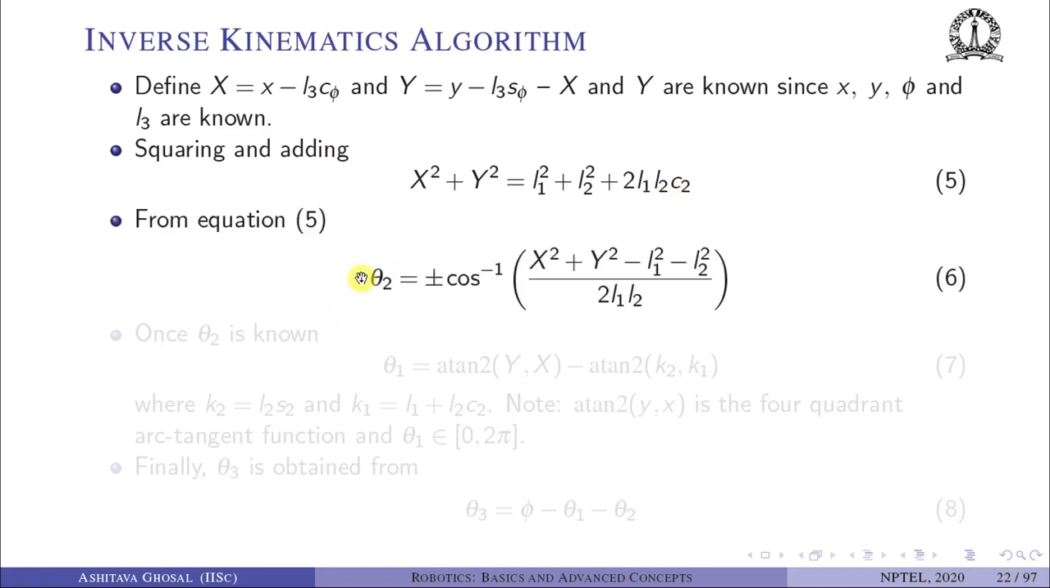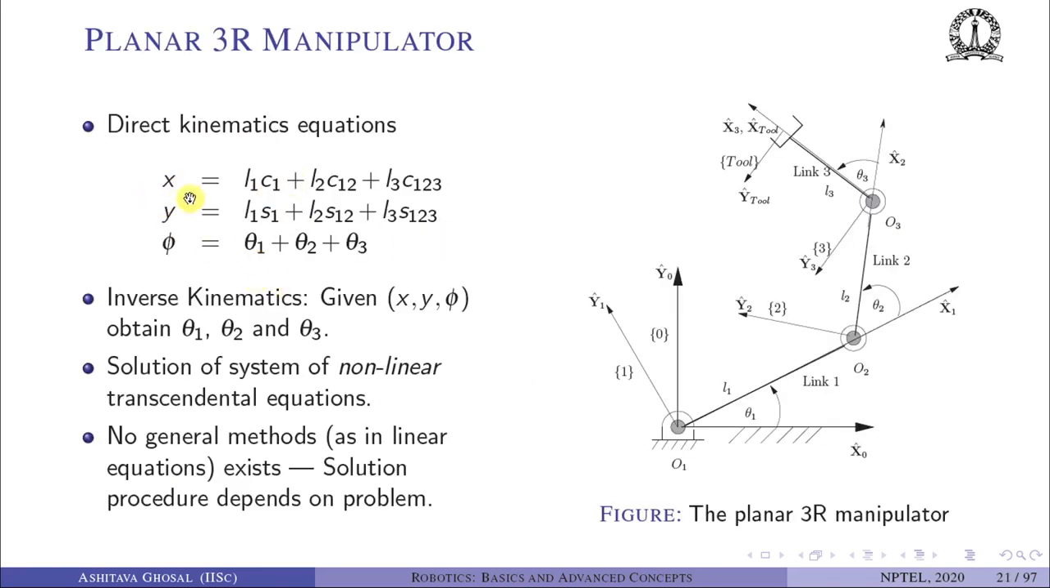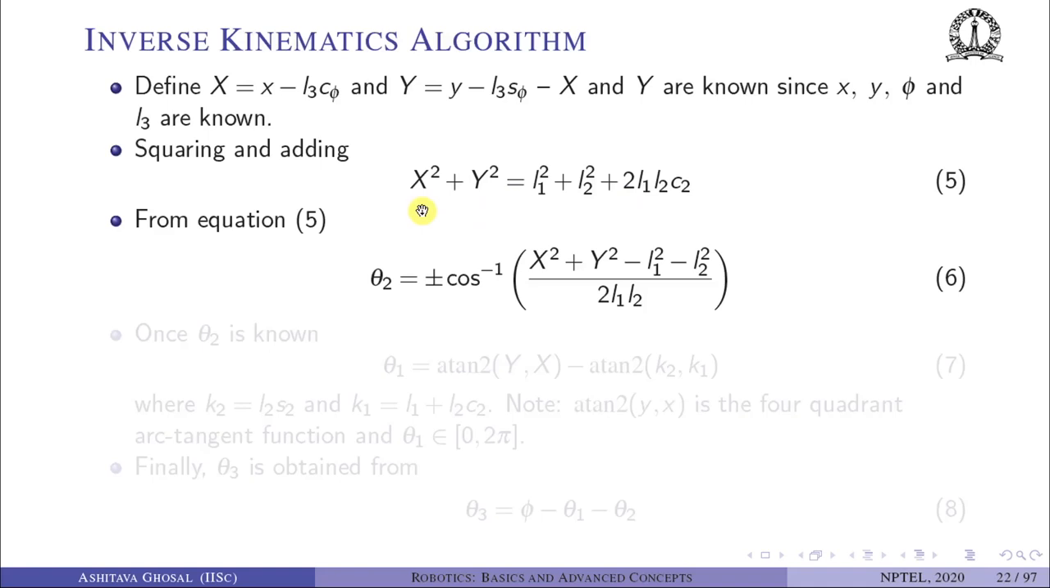Hence, from equation 5, we can show that theta 2 is cos inverse of (x squared plus y squared minus L1 squared minus L2 squared) divided by 2 L1 L2. So what have we done? We have started from these three equations. We have defined capital X as x minus L3 cosine phi, so this has gone there. Capital X is now L1 C1 plus L2 C12. Capital Y is also L1 S1 plus L2 S12. When you square and add capital X and capital Y, theta 1 will go away. Likewise, theta 12 will go away, and we'll be left with only this equation: capital X squared plus Y squared is L1 squared plus L2 squared plus 2 L1 L2 C2. And we can find theta 2.